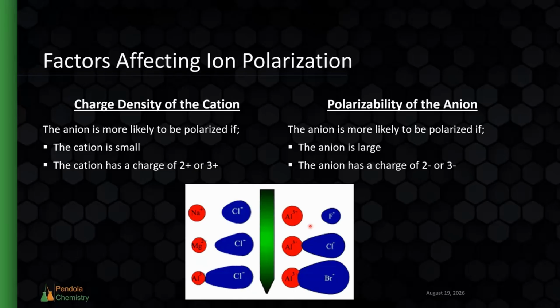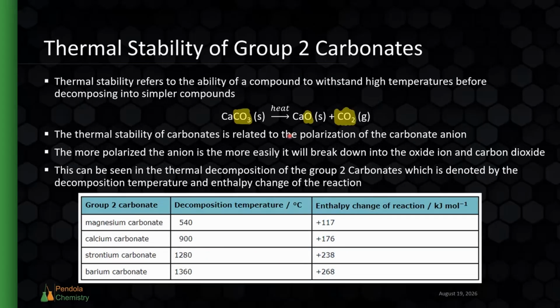As the anion gets more and more distorted, it becomes more and more unstable, meaning that it's easier to break apart. Because thermal decomposition breaks an anion apart, as we see here with the carbonate, the more polarized that anion is, the more easily it will break down into the oxide and the carbon dioxide. And so the temperature at which it decomposes starts to go down.